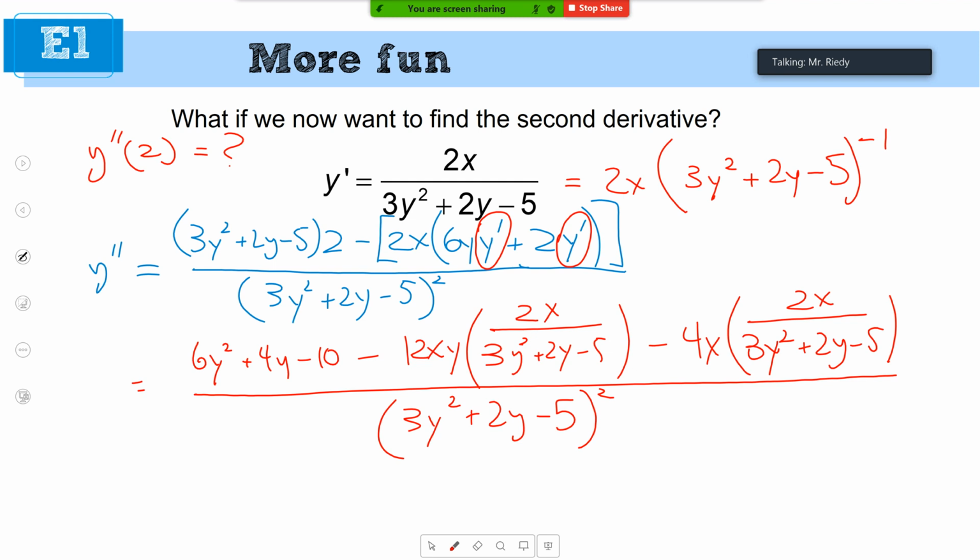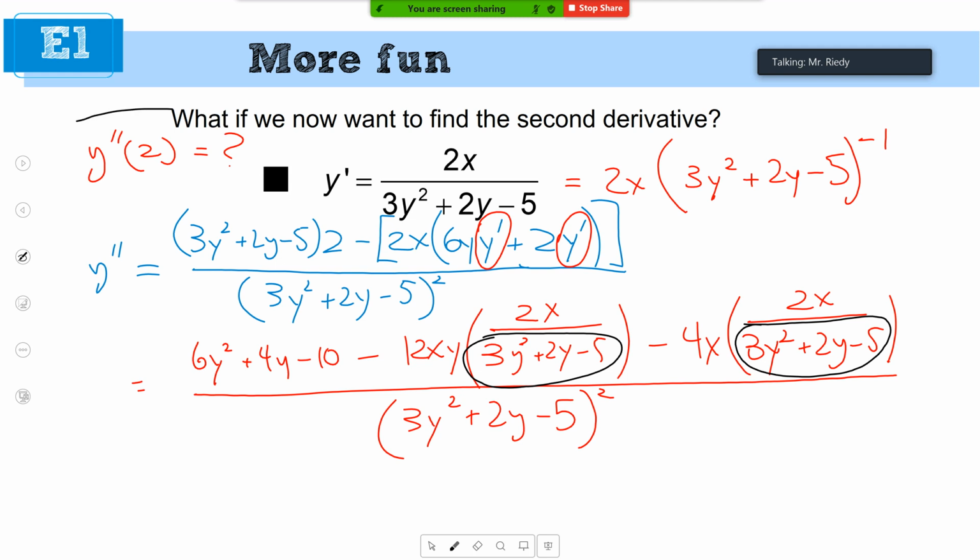Therefore, I'm running out of room here, but I would multiply the top and the bottom by this. Okay. And it gets ugly. And I'm not going to finish it. I'm just going to stop there. Mainly because I'm running out of room. But again, it gets worse. This is not a very common practice with implicit differentiation.